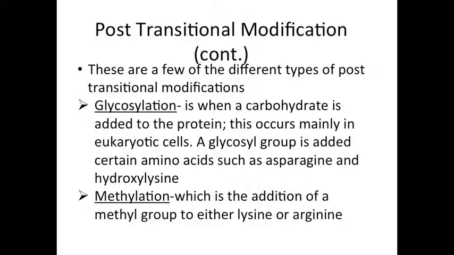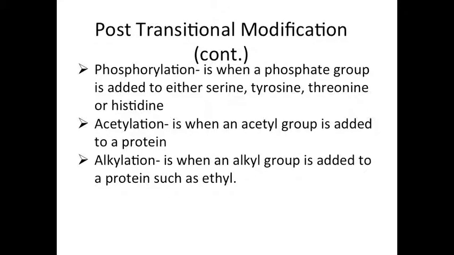Another type is methylation, and this is when a methyl group is added to either lysine or arginine. Phosphorylation is when a phosphate group is added to either serine, tyrosine, threonine, or histidine. Acetylation is when an acetyl group is added to a protein. And alkylation is when an alkyl group is added to a protein, such as ethyl.